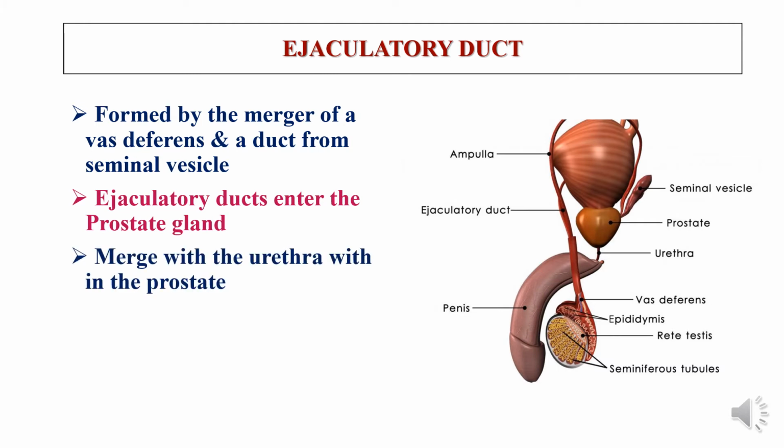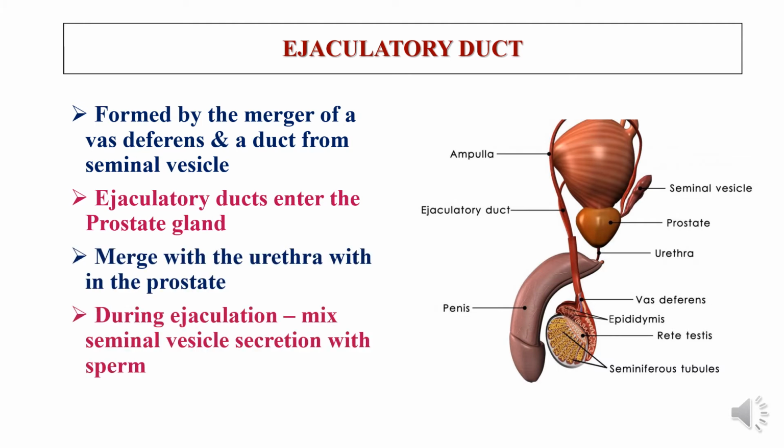During ejaculation, muscular contraction of the ejaculatory ducts mixes the seminal vesicle secretion with the sperm and propels them into the urethra.